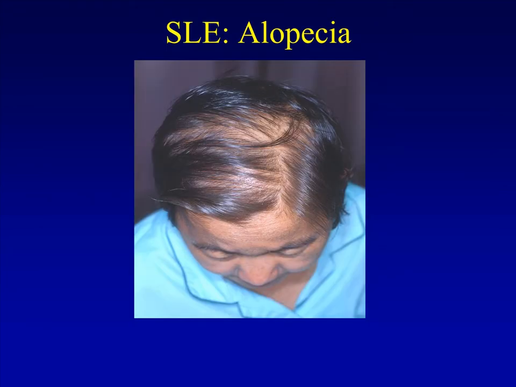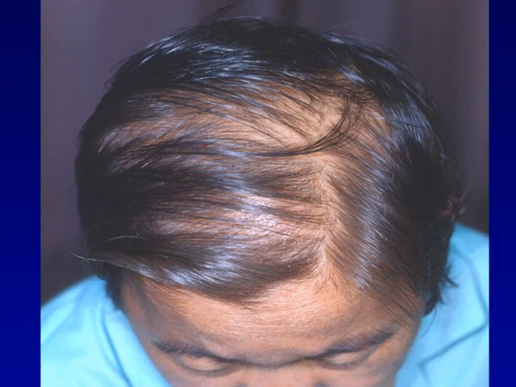Alopecia is very common in lupus, and as you can see here, there's diffuse alopecia with this fairly typical brownish coloration of the hair in this patient, which suggests fairly chronic active disease. Alopecia can also be patchy and scarring in some patients.